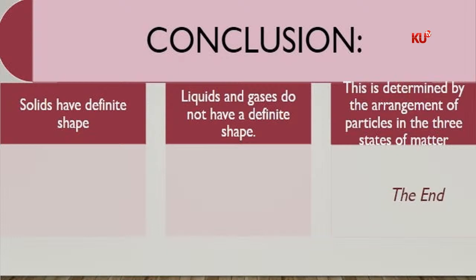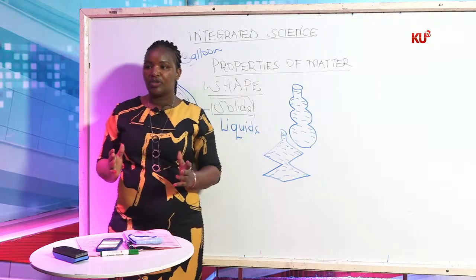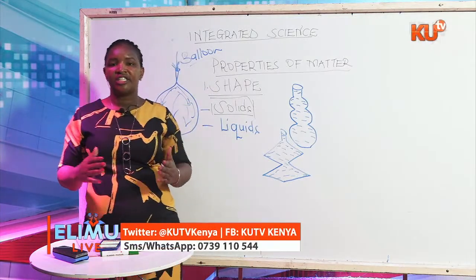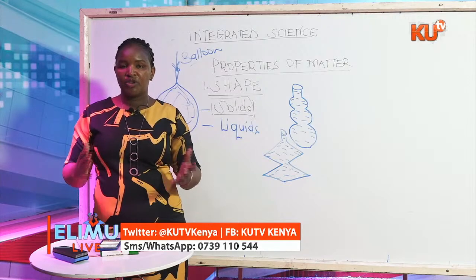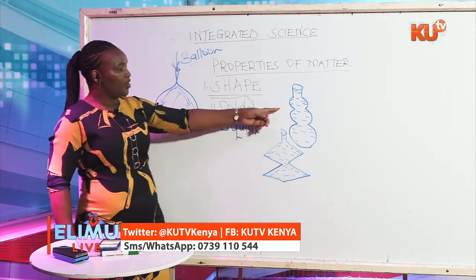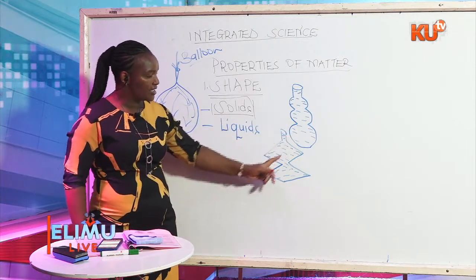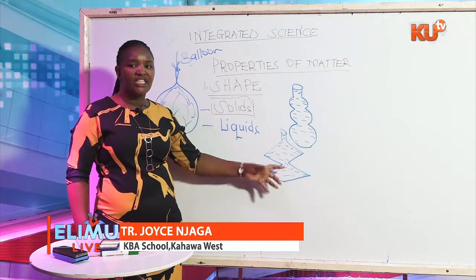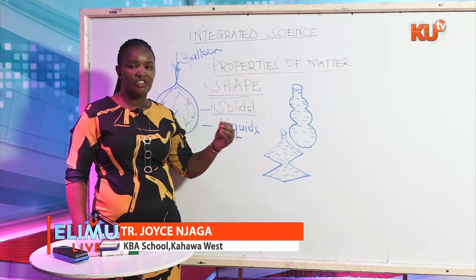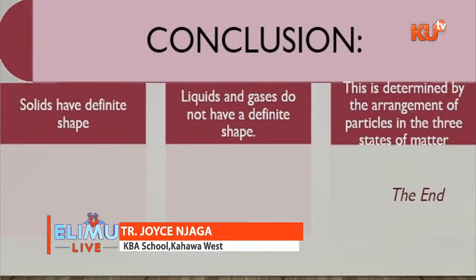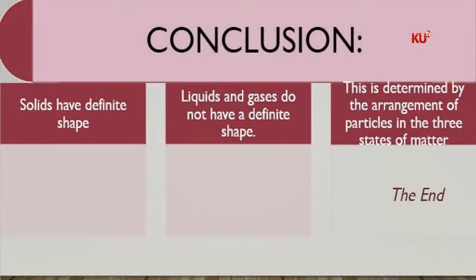The second conclusion we can make is that liquids and gases do not have a definite shape. And we have looked at activities that we can use to determine that. We have seen water taking the shape of a bottle, the bottle in which it is placed. If the bottle has circles, that is the shape it will take. If the bottle has corners, that is the shape it will take, because it does not have a definite shape. We have also seen the same in gases. The gases will also take the shape of the container, or the container in this case in our activity was a balloon.